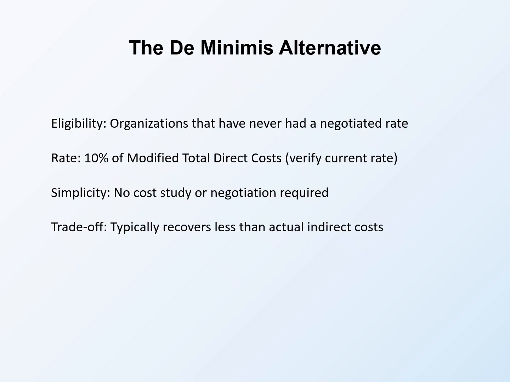The trade-off is that 10% typically recovers less than actual indirect costs. Most organizations' actual indirect costs exceed 10% of direct costs. By using de minimis, rather than negotiating based on actual costs, organizations leave legitimate cost recovery on the table. The decision involves weighing simplicity against recovery.